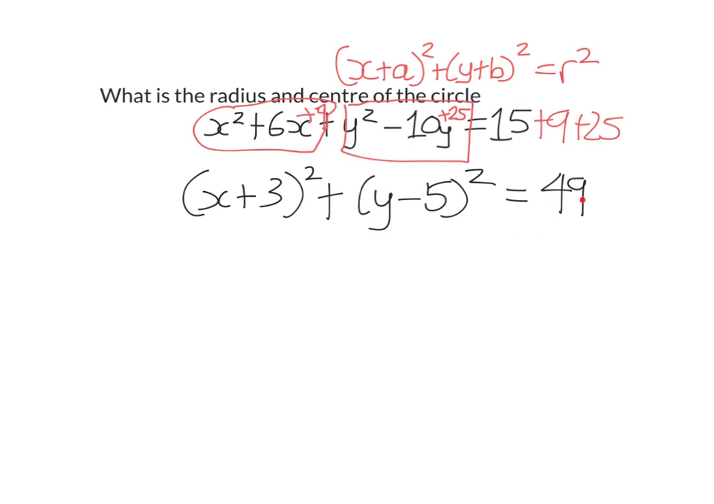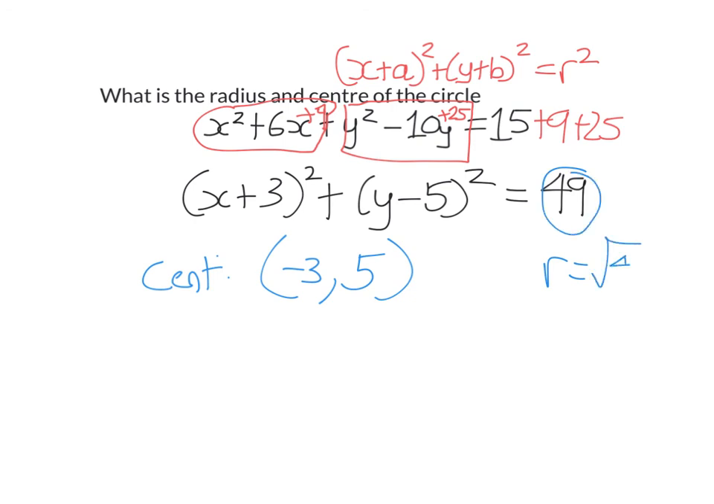Now, this is in the right form of a circle. We can find the center and radius easily. So the center is a point, and its x-coordinate is the negative of what's in the x bracket, so negative 3. And the y-coordinate is the negative of what's in the y bracket, so positive 5. So minus 3, 5 is the center, and the radius is just the square root of this here. This is r squared, so the radius would be square root of 49, or 7.